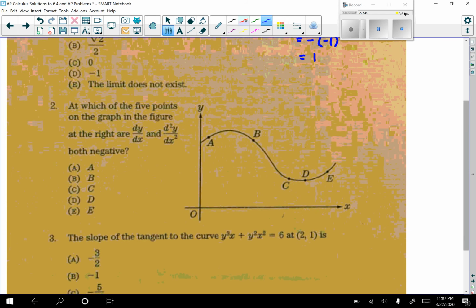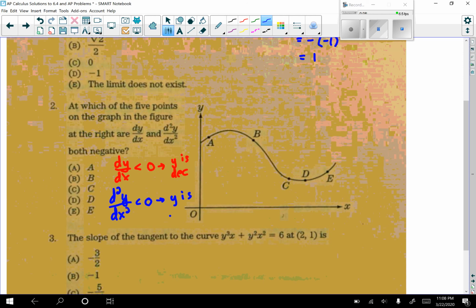All right, for number 2, here it gives us the information. Our first derivative, so dy over dx, has to be negative, which means our function, we'll call it y, is decreasing then. And where our second derivative is also negative, that tells us that y is concave down.